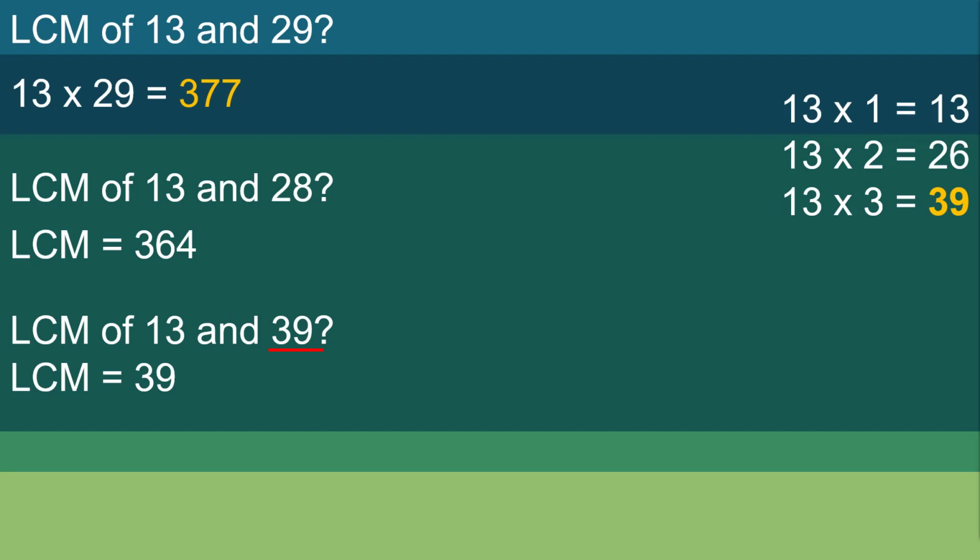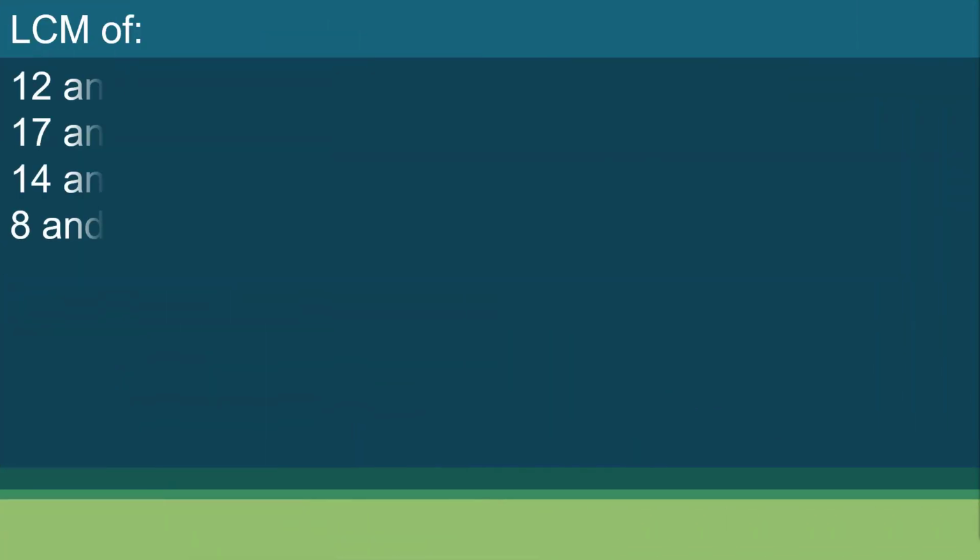Now let's look at the most common questions. With these types of questions, all you have to do is check if the larger number is a multiple of the smaller number. With 12 and 36, we know that 12 times 3 is 36, and therefore 36 is the LCM. 17 and 34. Again, we know that 17 times 2 is 34, and therefore 34 is the LCM. 14 and 56. 56 is a multiple of 14. 14 times 4 is 56, and therefore 56 is the LCM. So these are pretty straightforward.